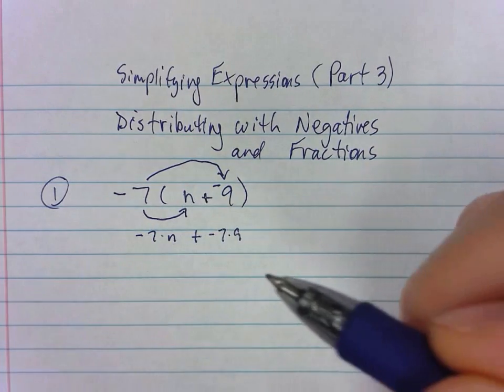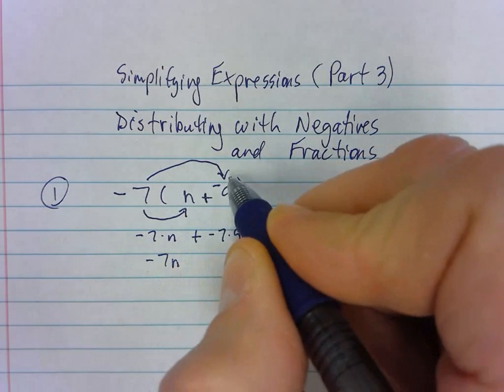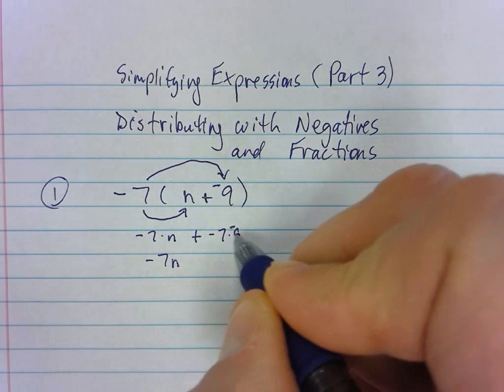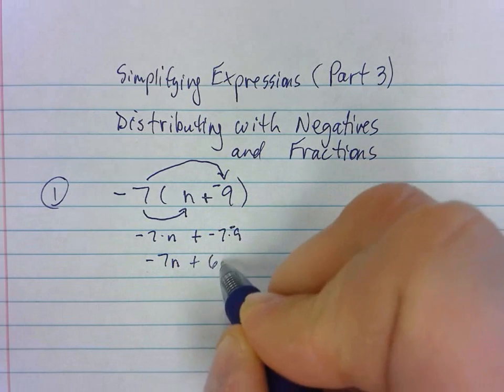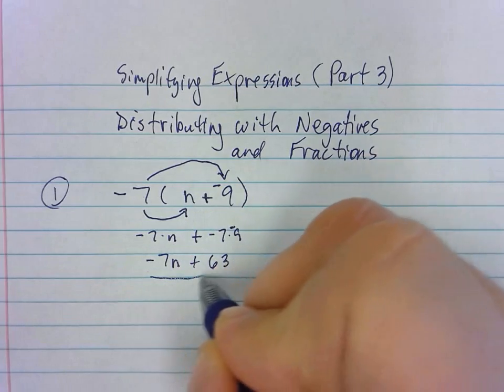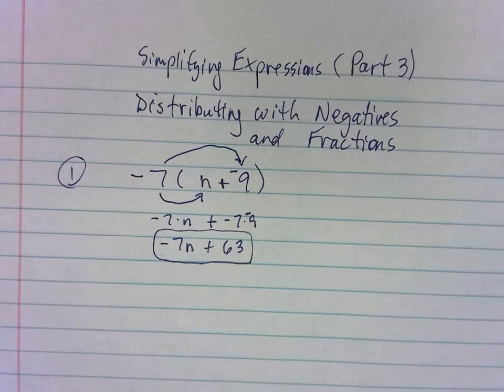What's -7 times n? That would be -7n. What's -7 times -9? So what's a negative times a negative? A negative times a negative is a positive. And so there you would be if you simplify that down: -7n plus 63. Alright, we'll get back to that in a little bit, okay?